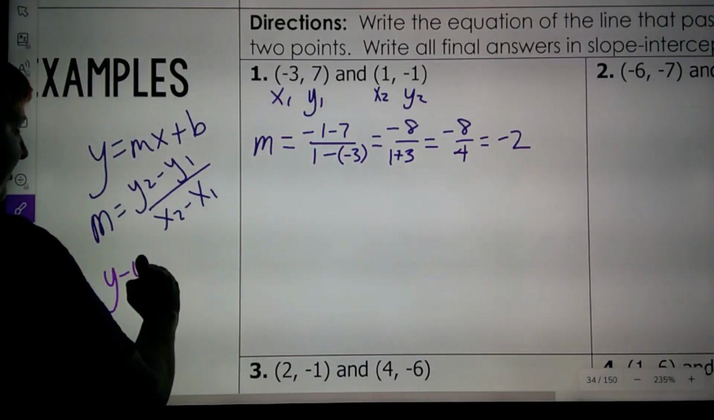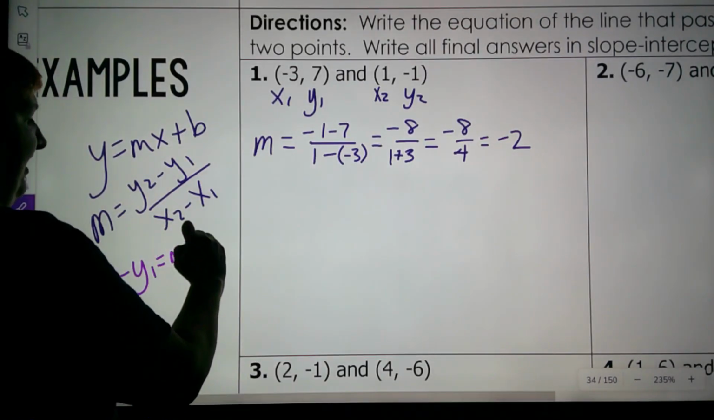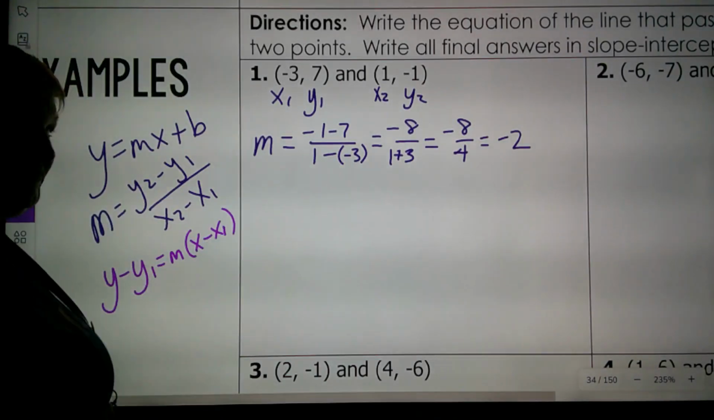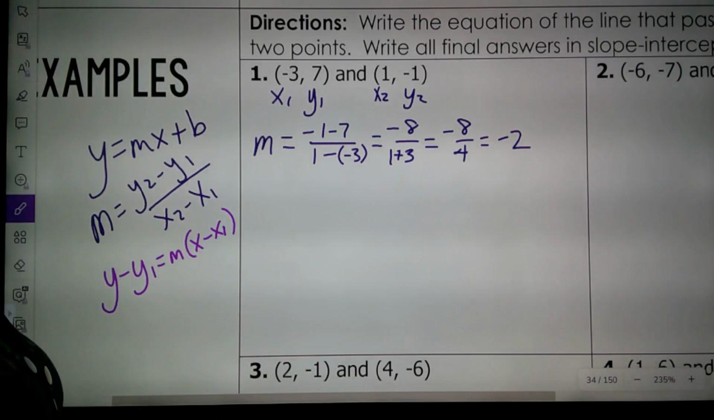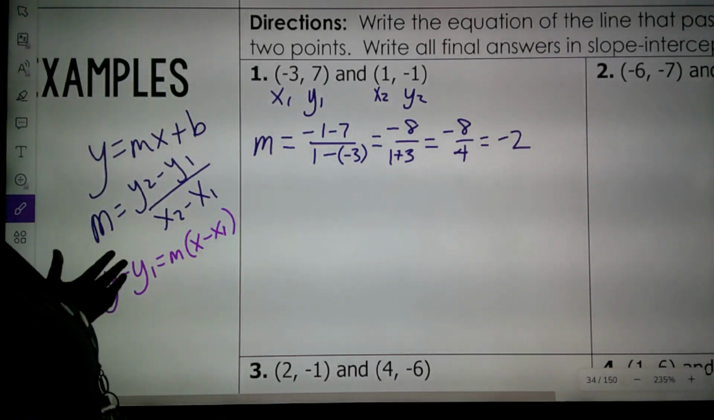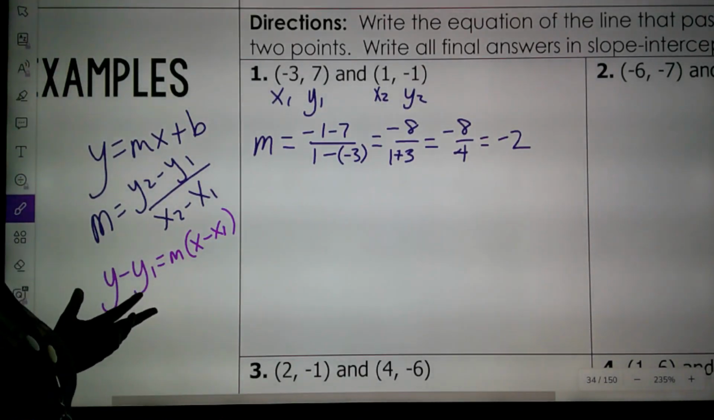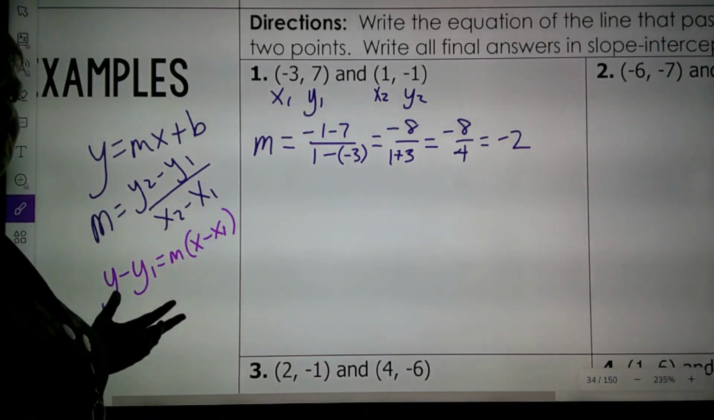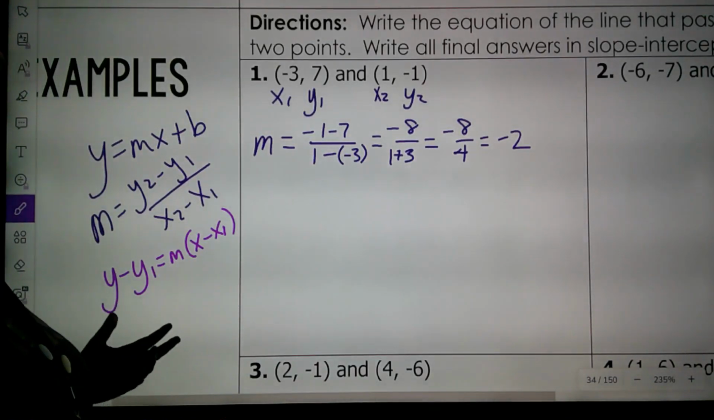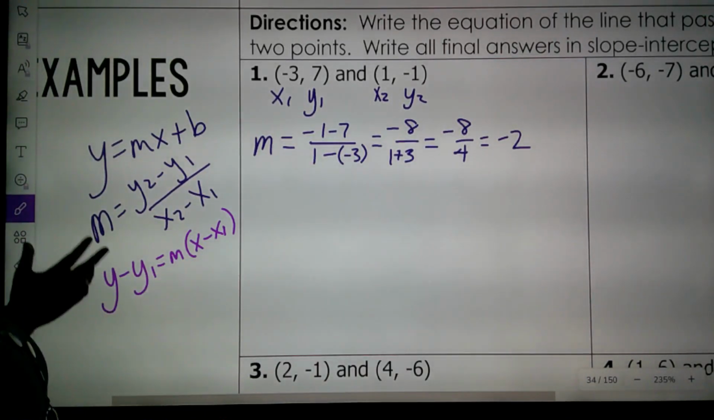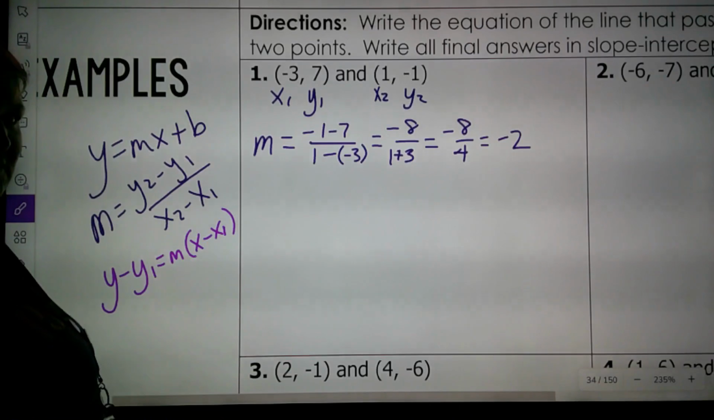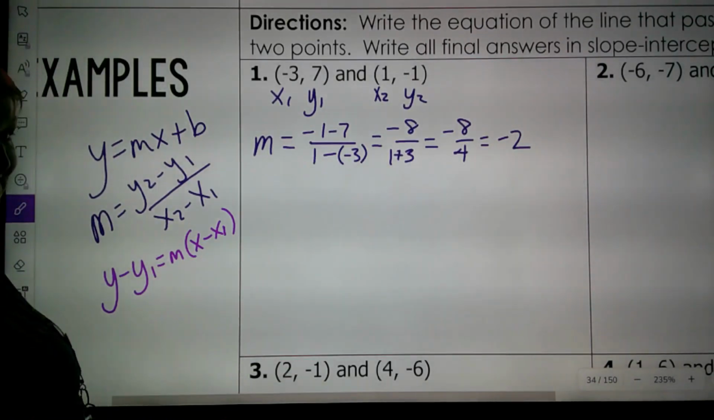Y minus y1 equals m times x minus x1. For the purposes of my class, you don't have to memorize the formulas, but you do have to memorize how to use them, right? I will always give you the formulas. That may not be true. I'll think about it. I might always give you the formulas. But it's in your best interest to remember it if you can, right? Because you might need it for the next class, and they may not give it to you.